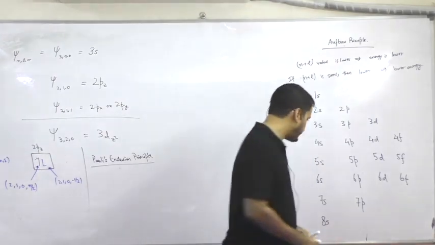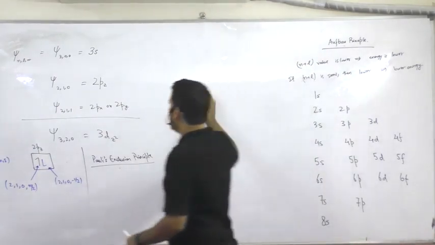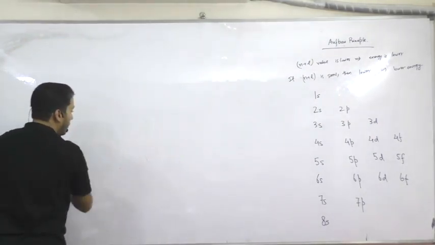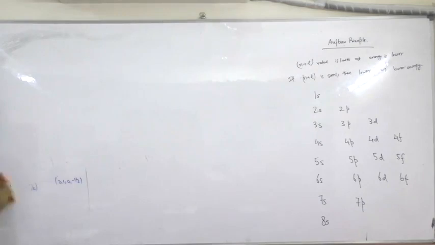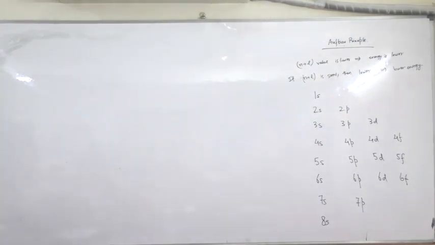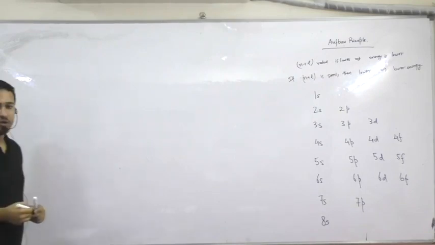Okay. So, let's start filling. And now, what you will realize is you will see the periodic table in a whole new light. Okay. Let's see. What is the lowest energy orbital?